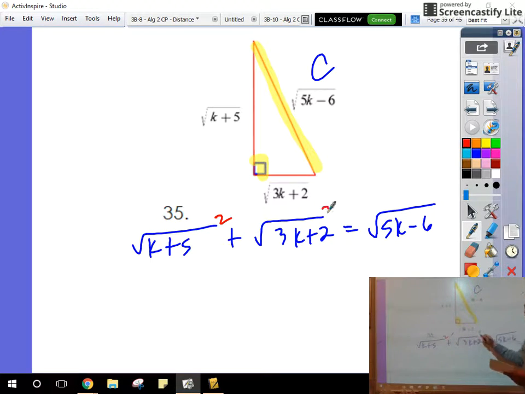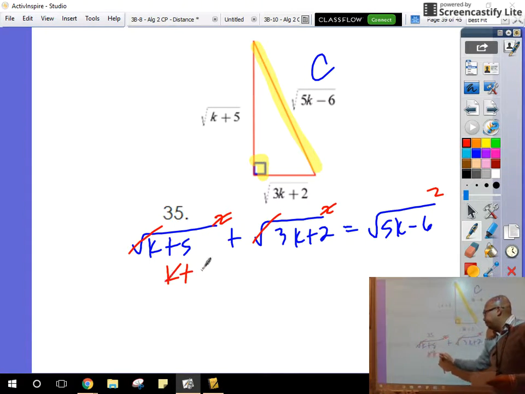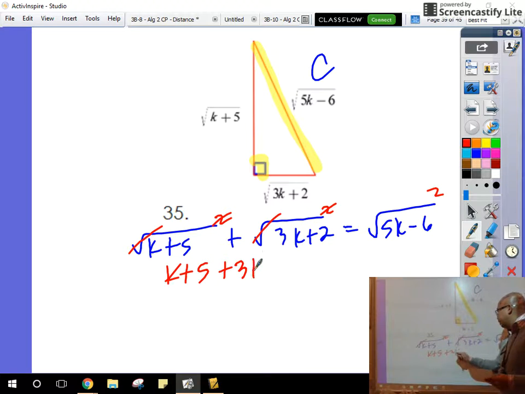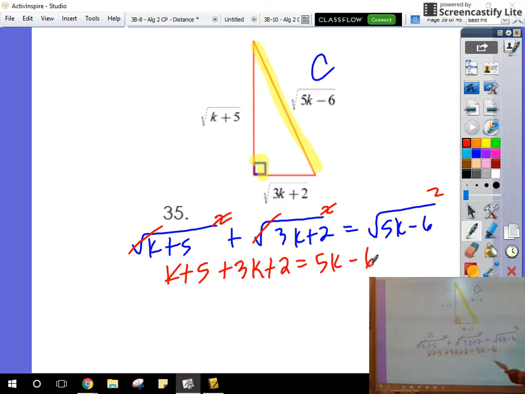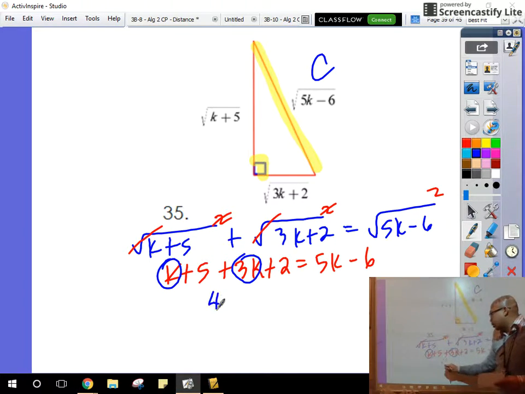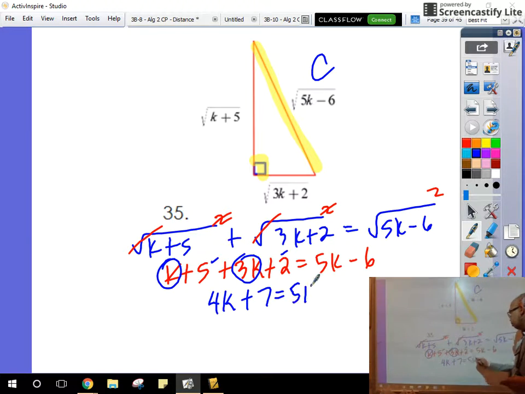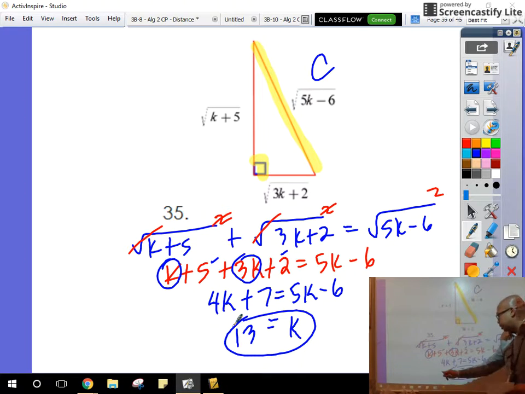Remember the formula? There should be a squared over there, and this will just cancel out. So k plus 5 plus 3k plus 2, 5k minus 6. Combine the like terms. k plus 3k is 4k. 5 plus 2 is 7. So for the k minus 4k here, we'll give you k. Add 6 there, will give you 13. So k equals 13.